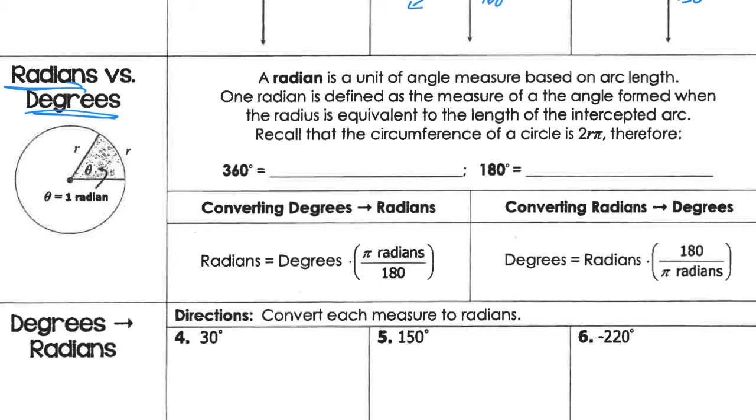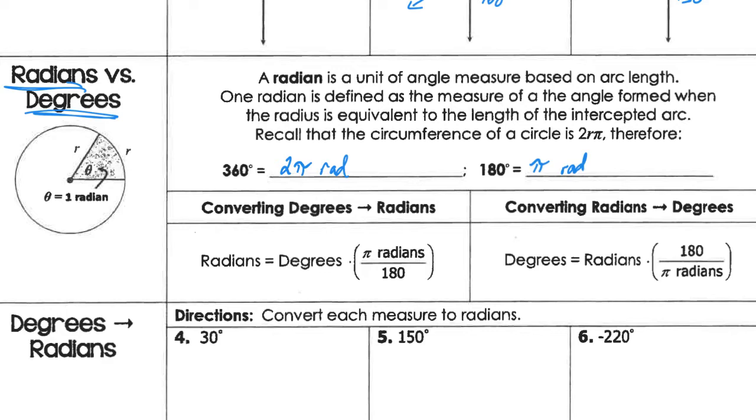Okay, so remember the circumference of a circle is 2 pi r. It says 2 r pi, but I would usually say 2 pi r. So 360 degrees is 1 rotation, so it's going to equal 2 pi radians. Okay, 180 is half of 360. Right, so 180 is going to be 1 pi radians. In this label, you can just put rad for radians.